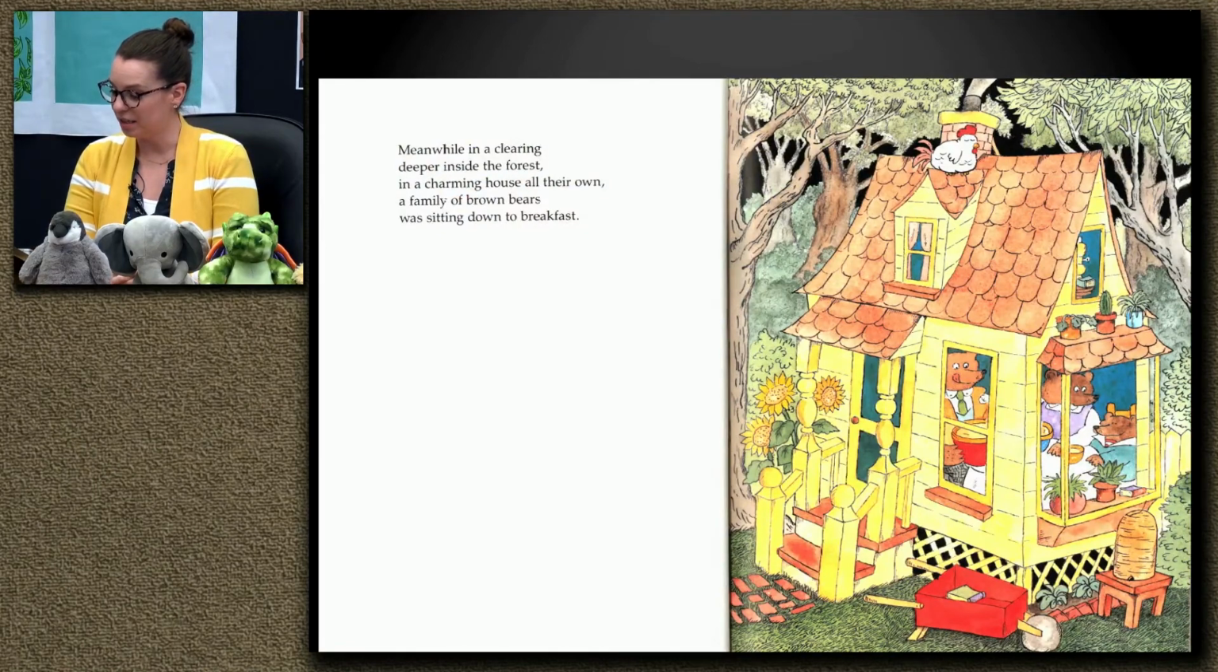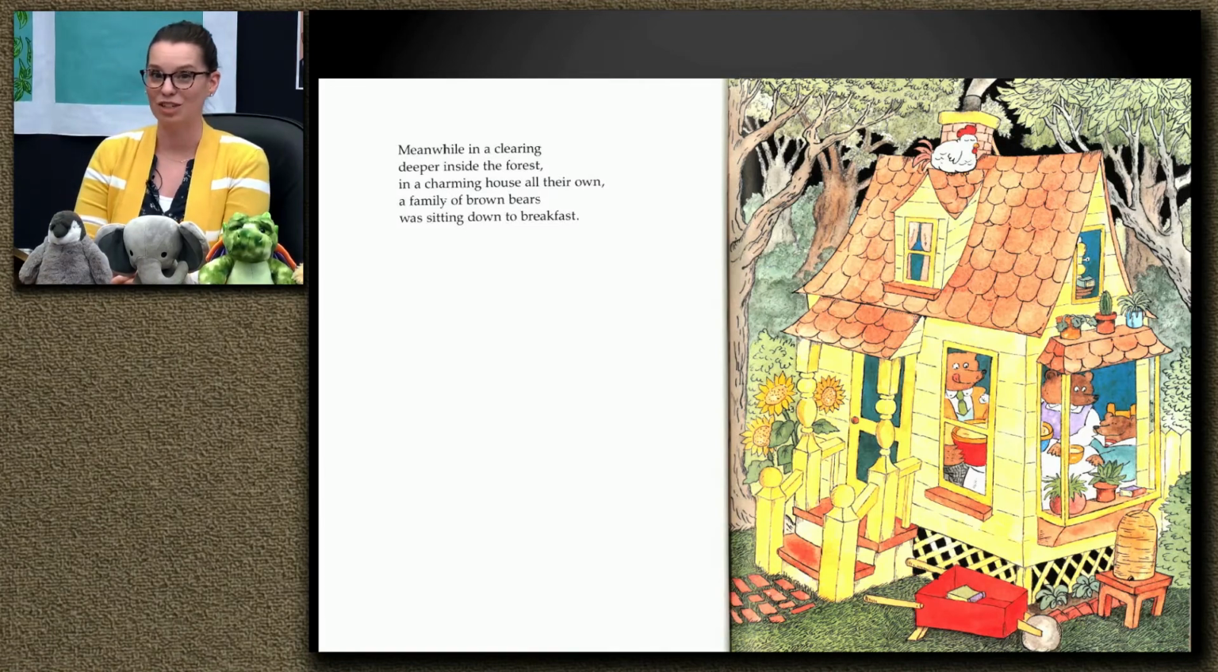Meanwhile, in a clearing deeper inside the forest, in a charming house all their own, a family of brown bears was sitting down to breakfast.